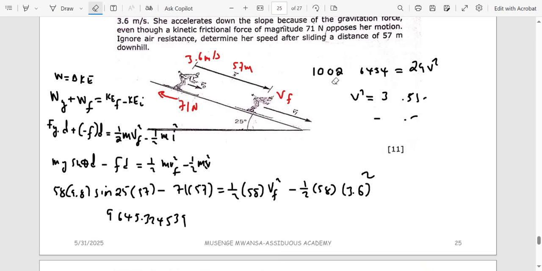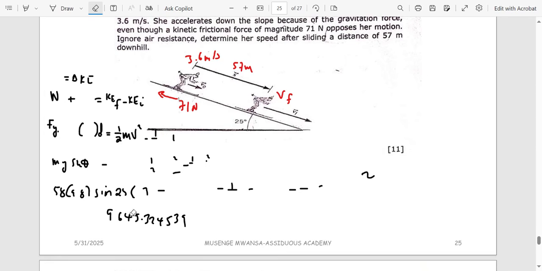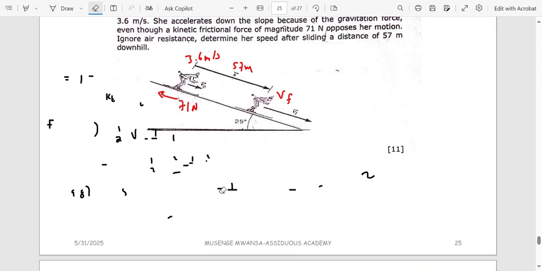Is there anyone that has a question before we use the other method, conservation of energy? So for conservation of energy, what you do is you consider the energies at the beginning and then the energies at the end. They should add up, they should be the same. That is it about conservation of energy. It's very easy, guys.